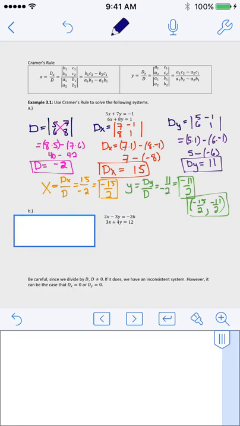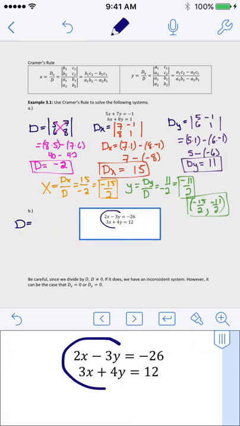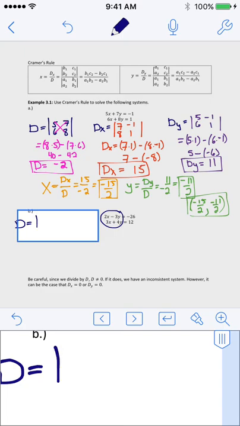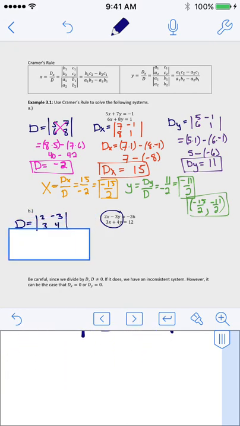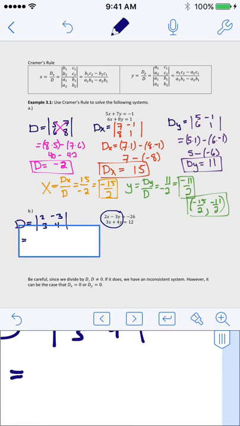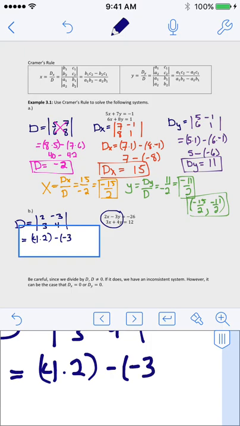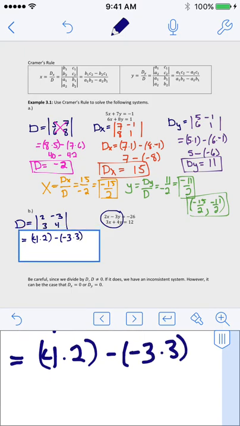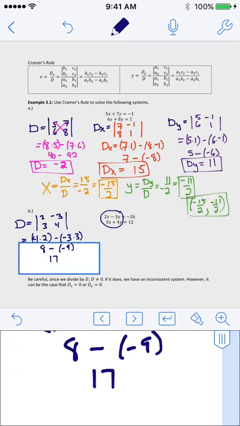Alright, so I'm going to start with my D matrix, my D determinant. That's going to be stuff that's all over here, all the right-hand side. It's going to be 2, -3, 3, and 4. I'll take the determinant of that matrix there. 4 times 2 minus -3 times 3. So 8 minus -9, or 17. 17, fabulous.